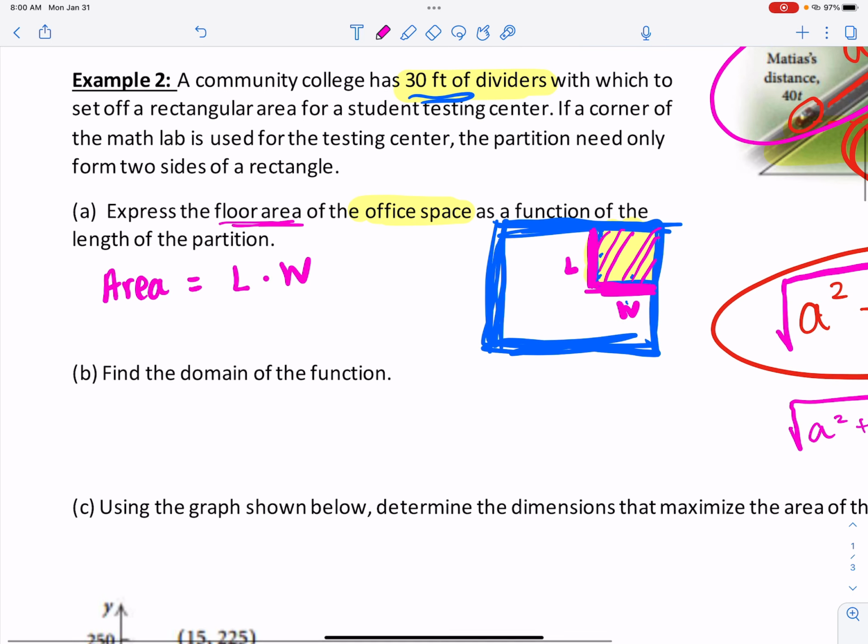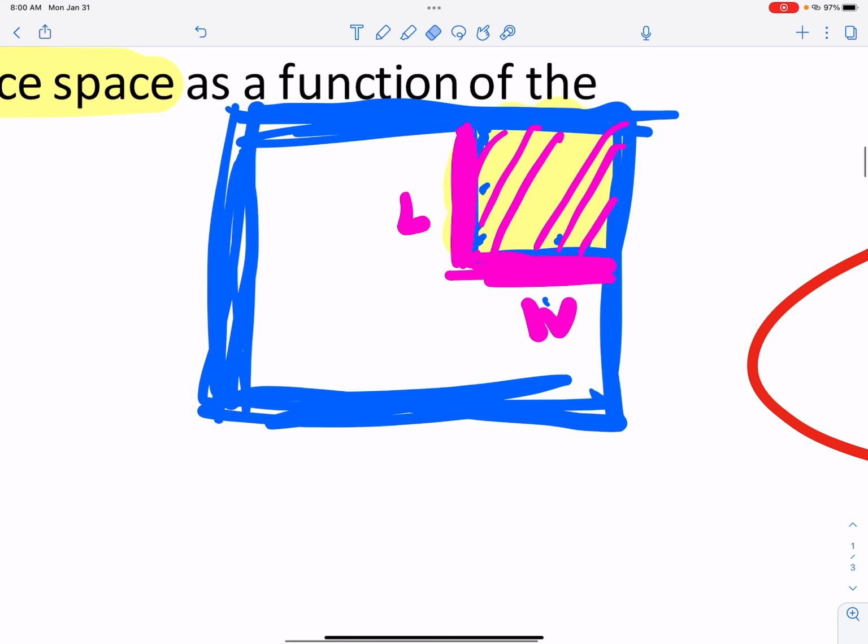So that's a correct answer, but we can be more specific because we do have 30 feet total. Now, I don't know what they're going to use for the length, what they're going to use for the width, but what I can say is they have 30 feet total. So for my length, let me go ahead and write it over here. This is my length. Whatever they use for the length, I have to subtract it from 30 to get the width because I only have 30 feet total.